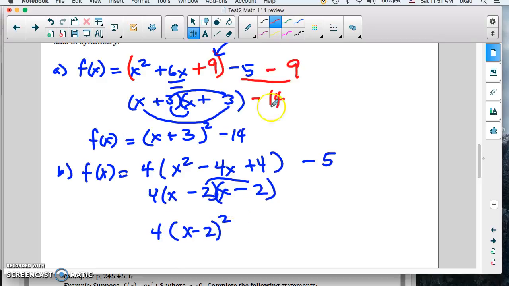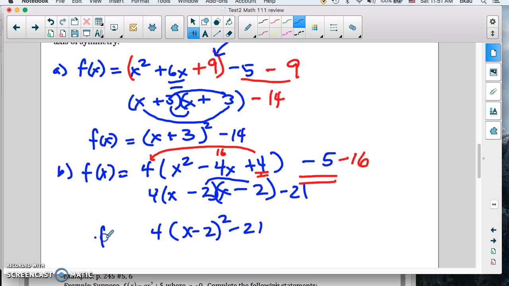Now we have to figure out what number this is going to be after we've added this number. Well, we really haven't added 4. We've only added 4 inside the parentheses. Really what we've added is 4 times 4, which is 16. We've really added 16 to this answer. So that means we have to subtract 16 also so that it doesn't change the value of the function. So in reality, this is going to be minus 21 here. 5 and negative 16, so you're going to end up with f of x equals 4 times x minus 2 squared minus 21.